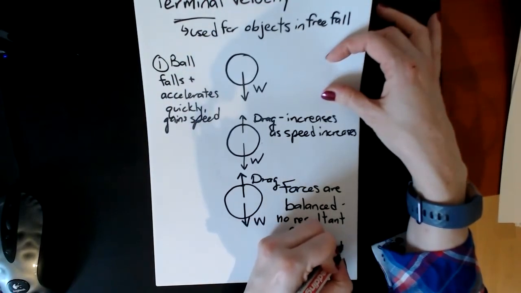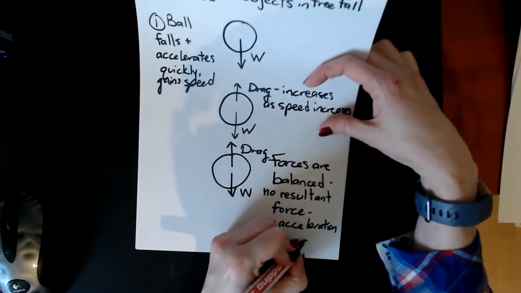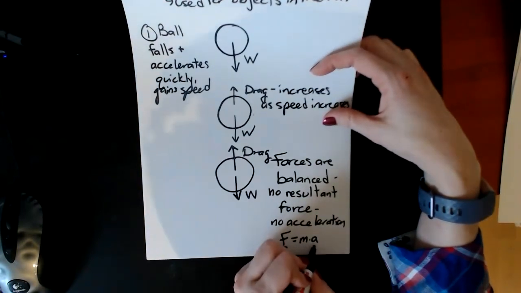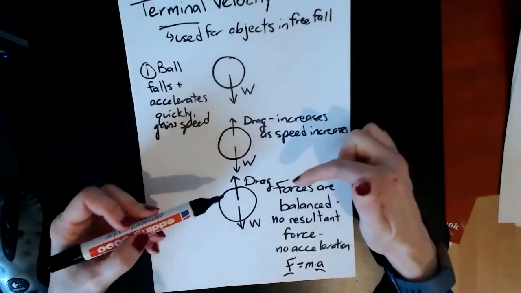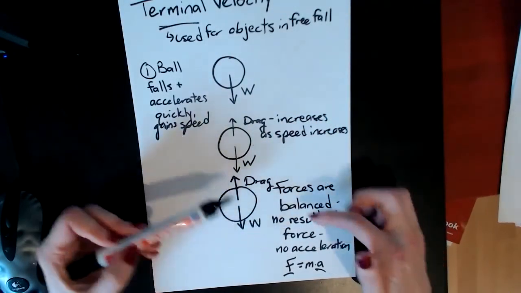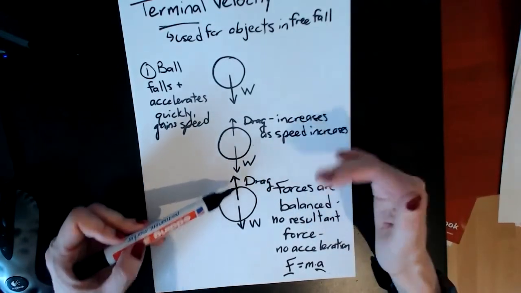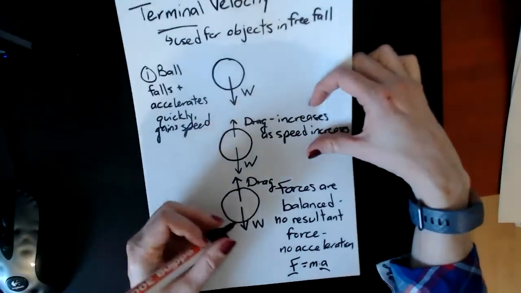If there's no resultant or unbalanced force, that means there is no acceleration. We know that due to our little equation friend, F equals m times a. If F is zero, the mass obviously isn't zero, and so the acceleration has to be zero. When the forces are balanced, the drag equals the weight, there's no resultant force, and that means there's no further acceleration, no change in speed of this ball, and so it falls at a constant velocity. And this is the terminal velocity.